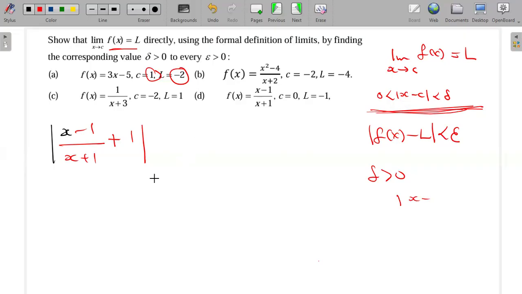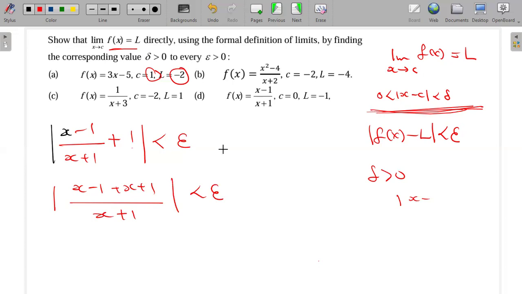So now, after we've established this, we can make this into a single fraction. Also here, it's less than what? Less than epsilon. Then make this into a single fraction. You're going to have x minus 1, and then plus x plus 1, like that. Did I do that right? Yes, right. Then over x plus 1, less than epsilon there.